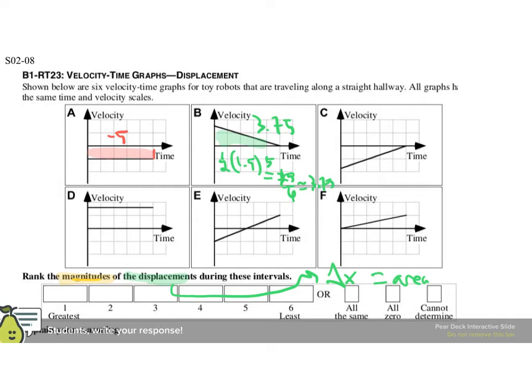Here we'll have a negative area below the axis, but we can see that the calculation would be basically the same, 1/2 times minus 1.5 times 5. So this will have minus 3.75. And because we're only talking about magnitudes, these will actually end up being the same.